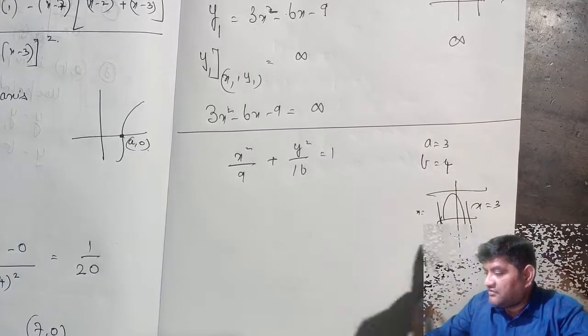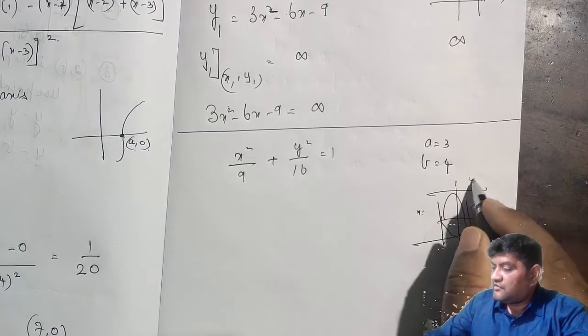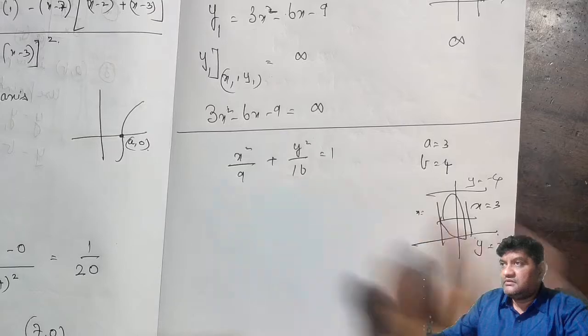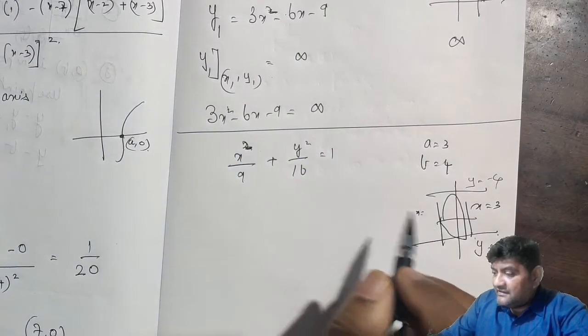And this is parallel to the y-axis, x-axis, sorry. So this is y equal to minus 4 and this is y equal to 4. And I'm done. Not to worry. You can use this and answer the MCQ question.